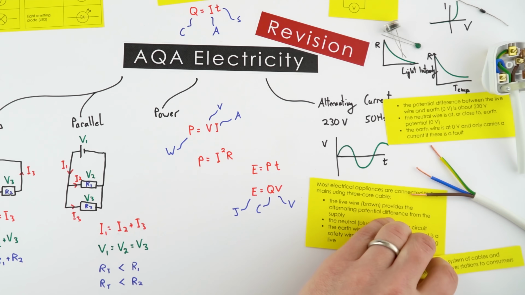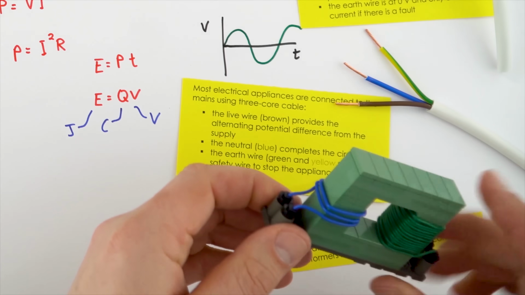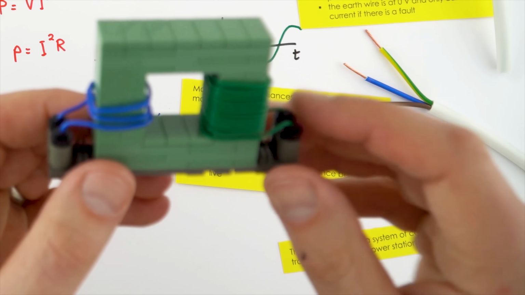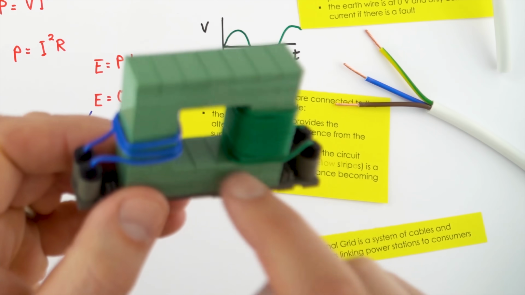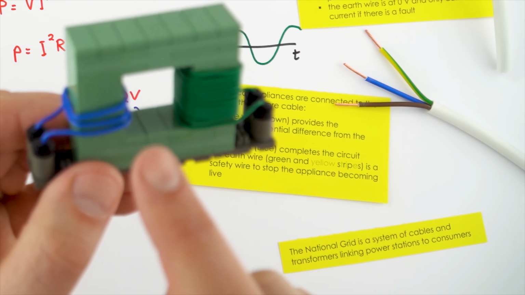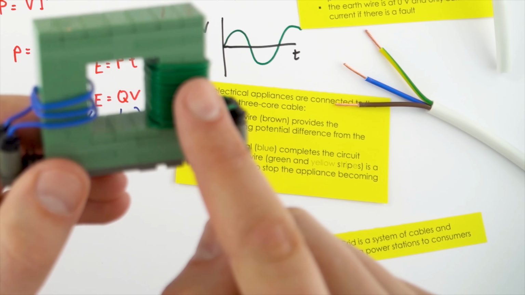So the national grid is a system of cables and transformers that link power stations to consumers. And what you have in a transformer is you have two coils of wire, the primary and the secondary, and these are wrapped around an iron core. Now, when you have an alternating supply in one, it causes there to be an alternating supply in the other.